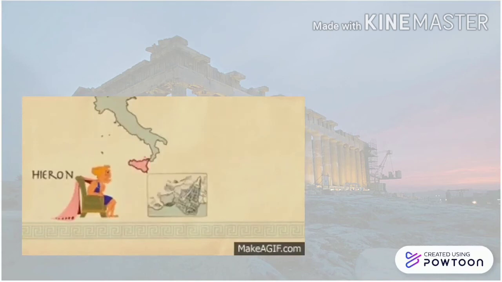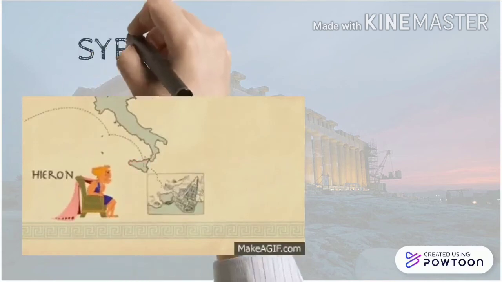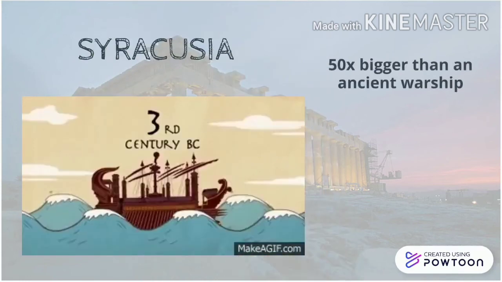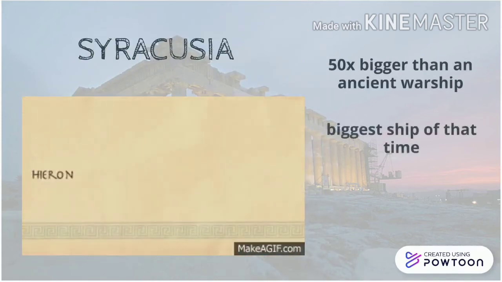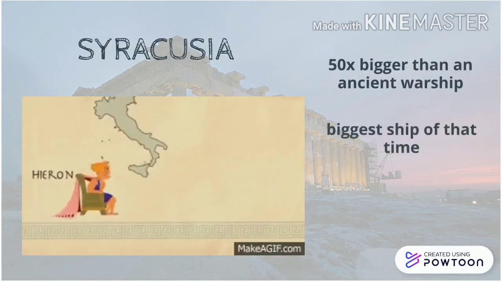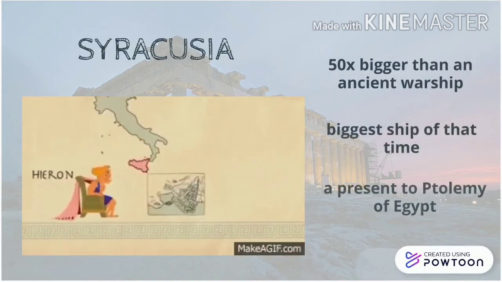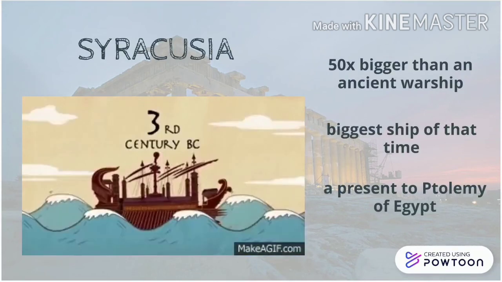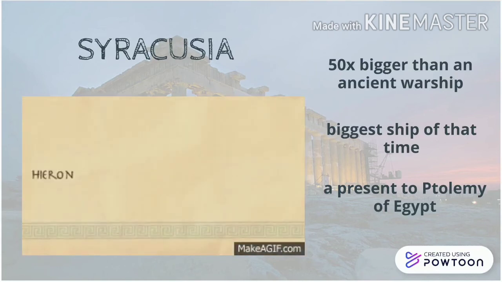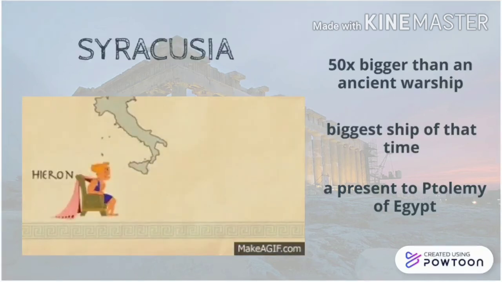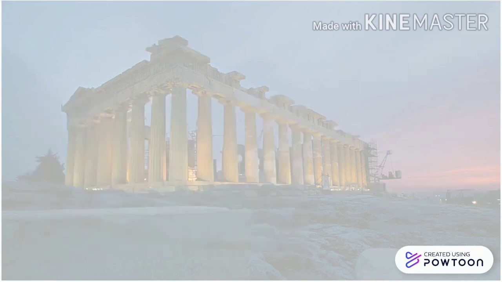This project was on an unprecedented scale, wherein Archimedes was asked to build a ship 50 times bigger than the ancient warship, which would be named Syracusia after the city. This ship was to be the biggest ship of that time, destined to be given as a present for Ptolemy in Egypt. But can a ship of this enormous size float? During this time, it seemed to be impossible.